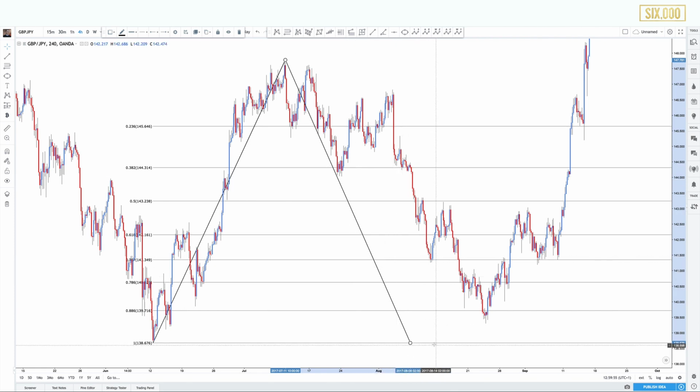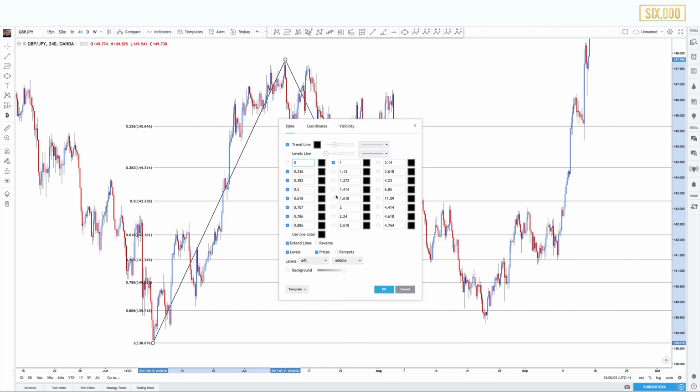We can see that price would be measured at 100%. Anything beyond that, we would then consider a projection. And this is when we look at the ratios of 1.13, 1.272, and so on.